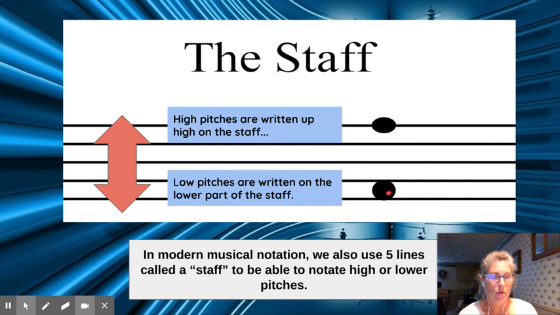So if I was to sing this note, da, this note would be da, da, da, da, da, da, da. And if we went backwards, our pitch would go down. Da, da, da, da, da, da, da. It actually could go lower than the staff as well.